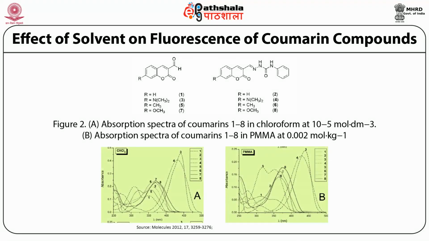This graph shows you the effect of the solvent on the fluorescence of the Coumarin compounds. The absorption spectra of Coumarin 1 to 8 in chloroform at 10 to the power minus 5 moles per cubic decimeter, and absorption spectra of Coumarin 1 to 8 in PMMA at 0.002 moles per kg. In both the spectra, you can see the shift of absorption bands.